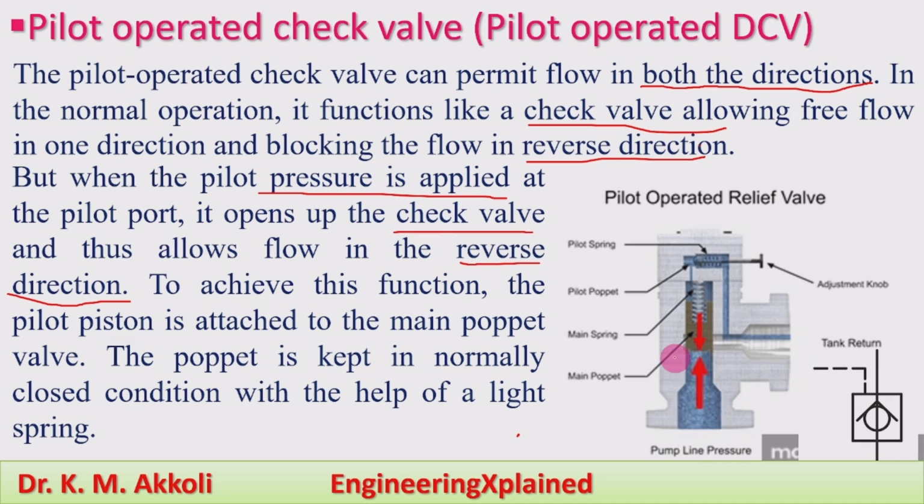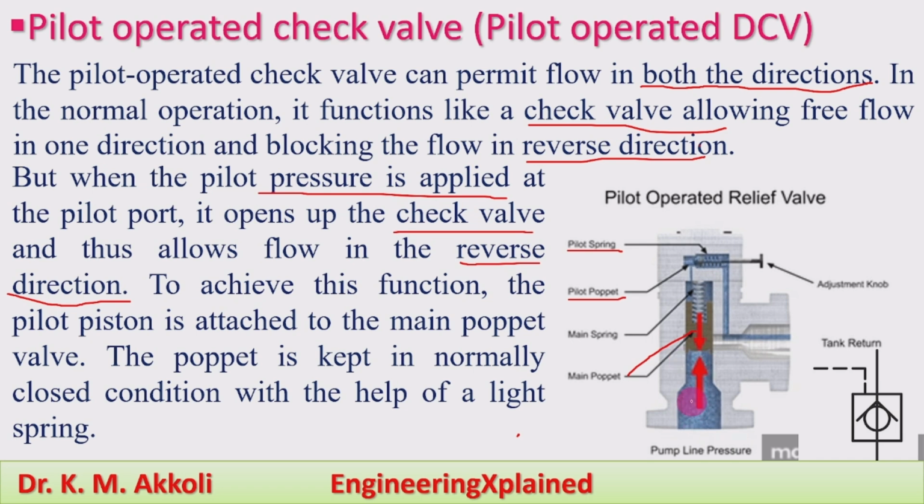The flow will be taking place. Here, this is the main poppet, and the main poppet will be in this position in normal operation. The flow will be taking place in one direction, and this is the main spring. And here this is the pilot poppet, and the pilot spring. On that pilot spring, if the pressure acts, then the flow will take place in the opposite direction. Normally, the flow will be in the normal direction.